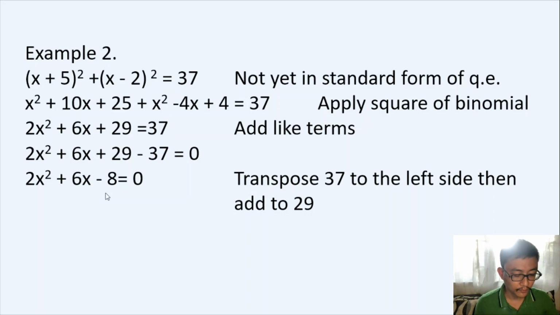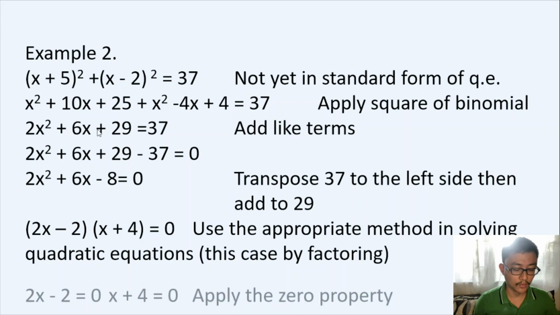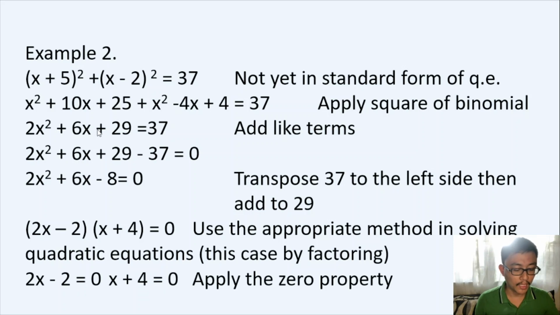Then, you can solve the given quadratic equation by any appropriate method. Sa case nito, pwede siya sa factoring. No? So, ang factors is 2x minus 2 and x plus 4 equals 0. Then, in-apply lang natin yung 0 property. That's 2x minus 2 equals 0. Then, you have x plus 4 equals 0.